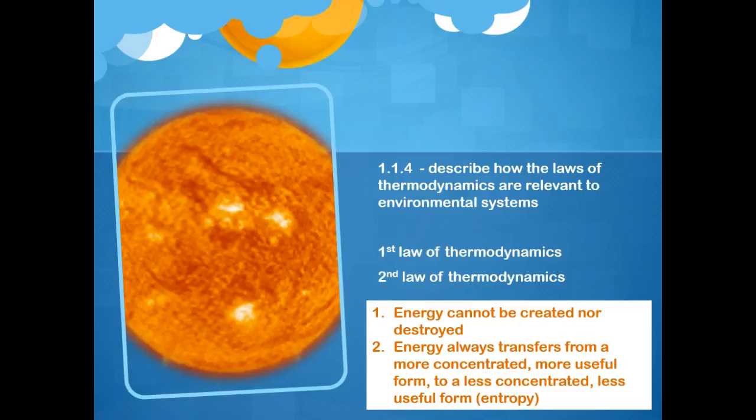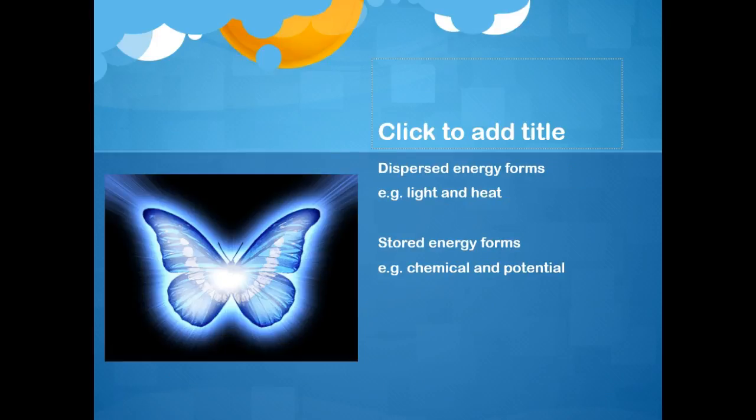And then the other principle we have to work with, which is that energy is always transferring from a more concentrated, more useful form to a less concentrated, less useful form. And this is called entropy, and it's the second law of thermodynamics, that your energy is always being lost as heat. Heat is a less concentrated form of energy than your chemical stores. So dispersed energy forms that are not as useful are light and heat. Stored energy forms are chemical and potential.